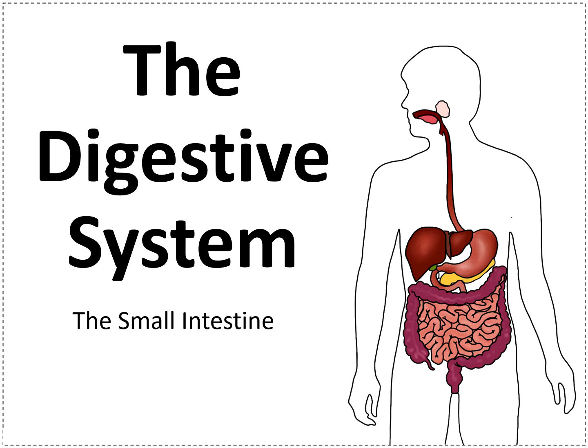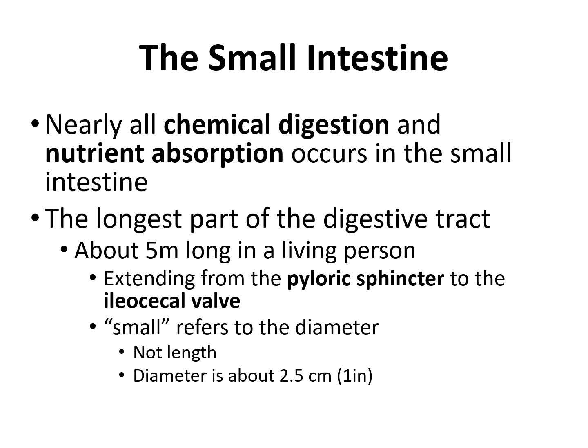And here we are back with the digestive system, but focusing in on the small intestines. So the small intestines, here we're going to have almost all of the chemical digestion and nutrient absorption that's going to occur. It is called the small intestines because of the diameter, not the length, because it's actually very, very long. It's actually the longest part of the digestive tract, about 5 meters long in a living person.